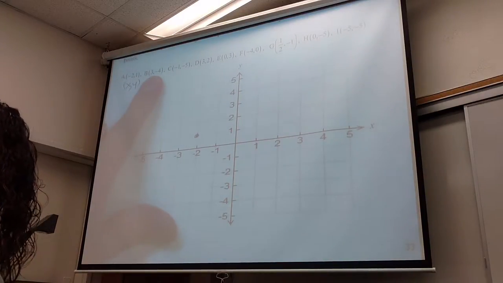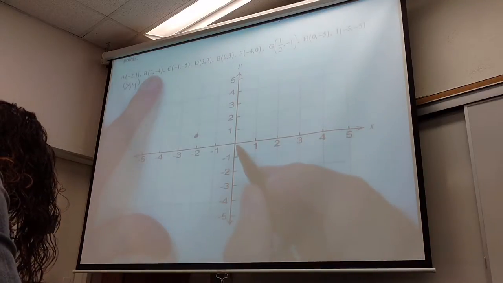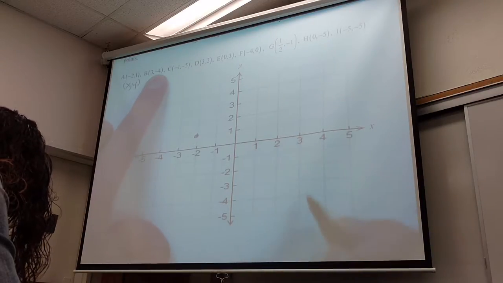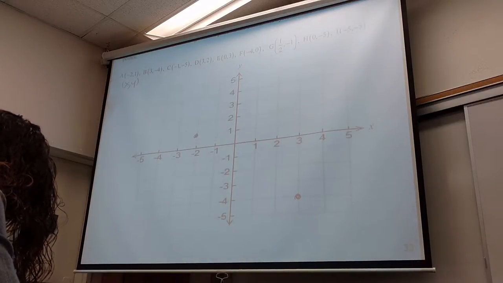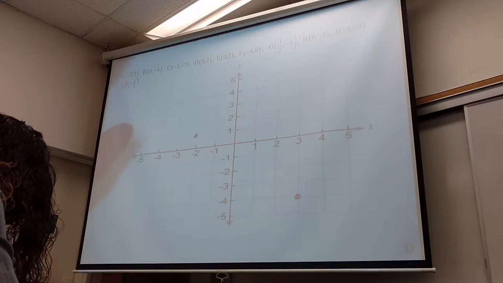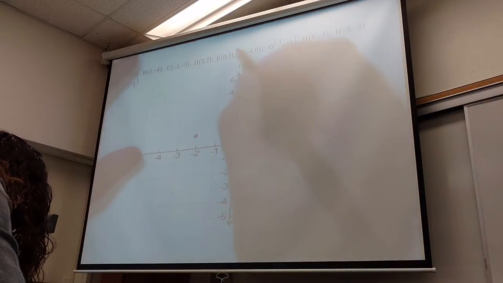So what about 3, -4? Where's that? Right 3. So on the x-axis, I go 3. Down 4, because it's -4. All right, so that's easy. That is pretty easy. Is that cool? Please don't feel bad if it's not, but you need to come see me or something. What about 0, 3? Where's that?